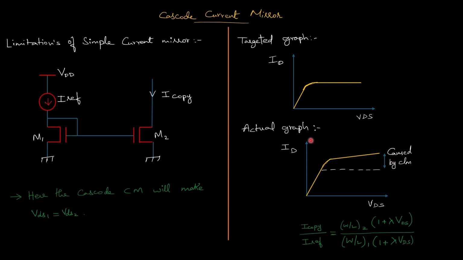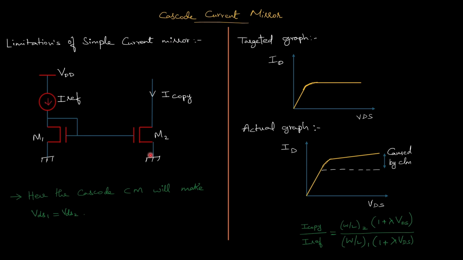If you haven't watched that video yet, click the I button and watch it first because today's topic directly builds on that concept. So the question is, can we design a current mirror that gives a much flatter response and significantly reduce the effect of the channel length modulation? The answer is yes. And that's exactly what the Cascode Current Mirror does.